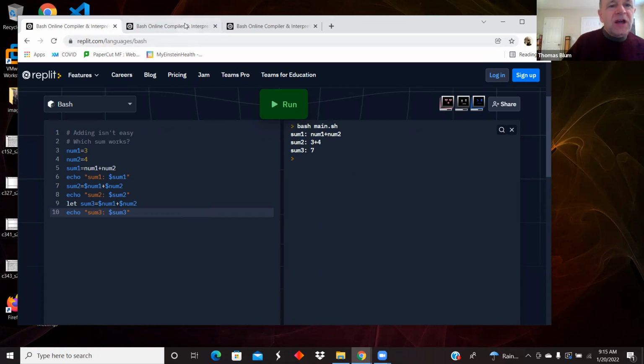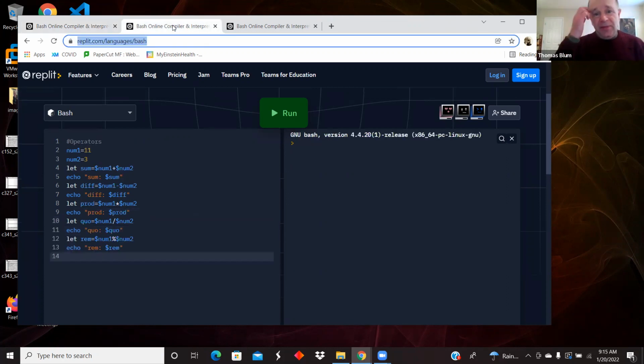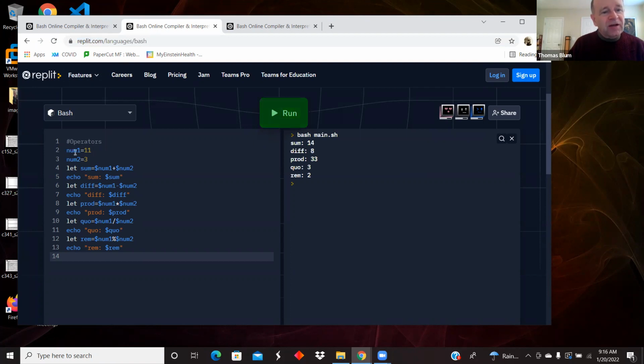Okay, what do I want to show you next? Just that there are the basic operations: addition, subtraction, multiplication, division, and it's an integer division, and then the other side of integer division is the remainder or the modulus. So let's run this. I have in line 2 and 3 a proper assignment of the variables num1 and num2. I gave the values of 11 and 3.